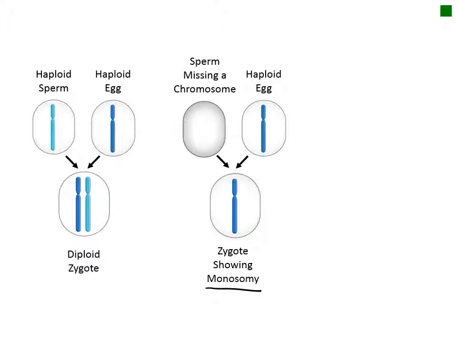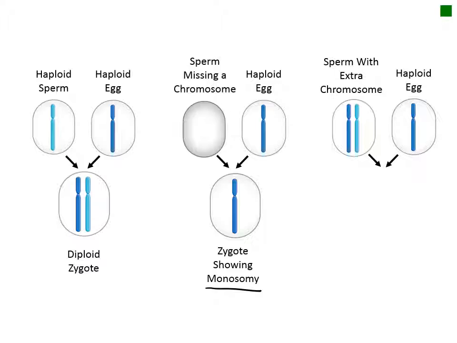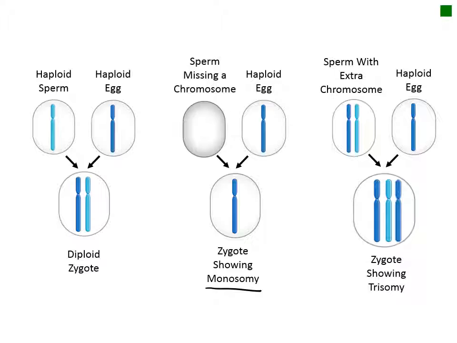Similarly, if the sperm cell that fertilized the haploid egg was carrying an extra chromosome, then the fertilized zygote would have an extra chromosome also. The fertilized zygote contains 3 copies of the homologous chromosome instead of 2. A cell with 3 copies of a chromosome is called a trisomy.